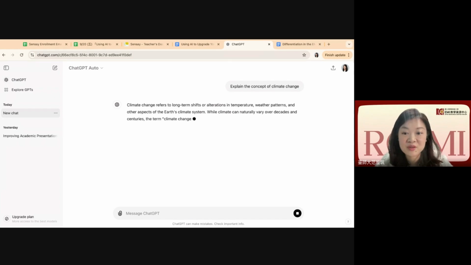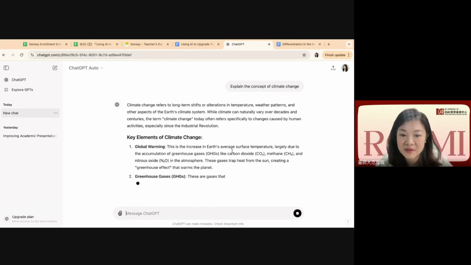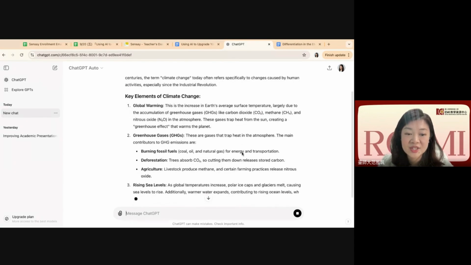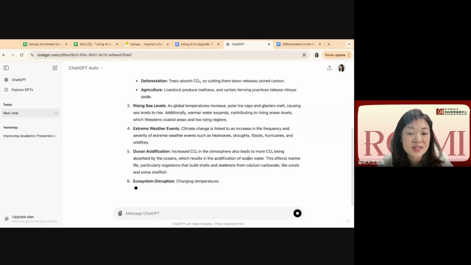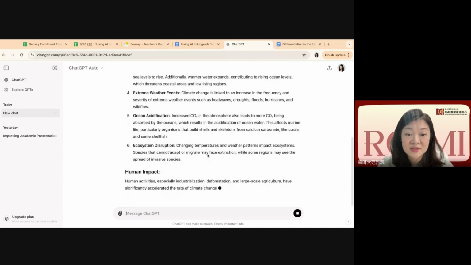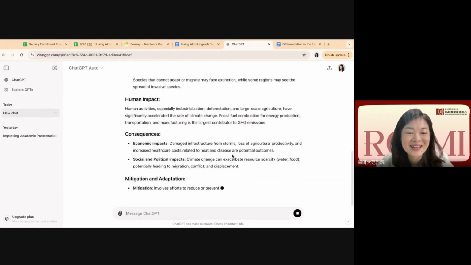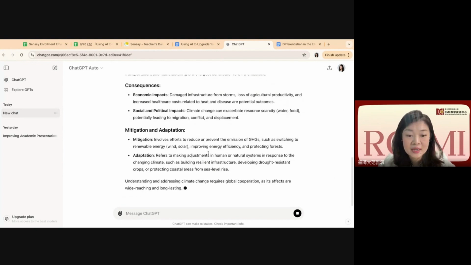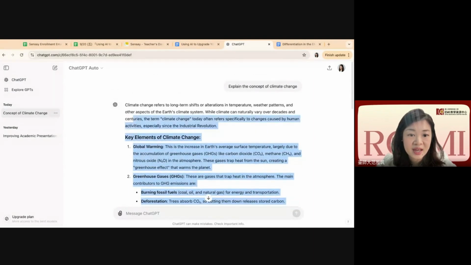Climate change refers to long-term shifts or alterations in temperature and weather patterns. Wow, there are so many things up there, right? Okay, so here are some key elements of climate change: greenhouse gases, rising sea levels, extreme weather events, ocean acidification, ecosystem disruption, human impact, consequences, and mitigation and adaptation. Let's just focus on one at a time, okay? Good job, ChatGPT. We have a lot of things being talked about today.